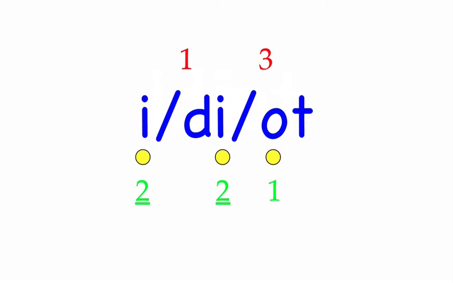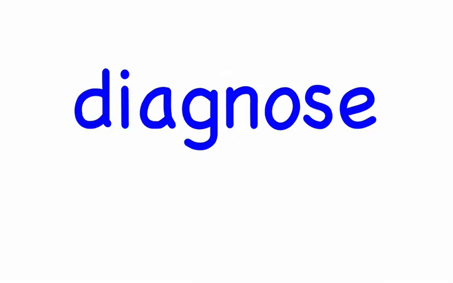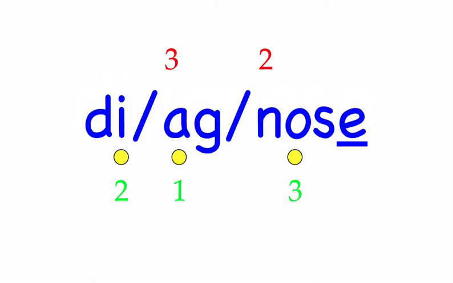Row 7, diagnose. The doctor will diagnose his patient. Di has 2 sounds. D, I. Ag, 2 sounds. A, g. Nose, 3 sounds. N, O, s. Diagnose. Mark the word.